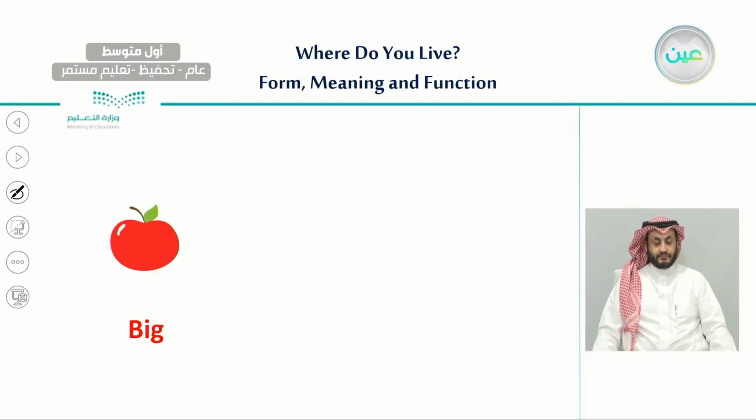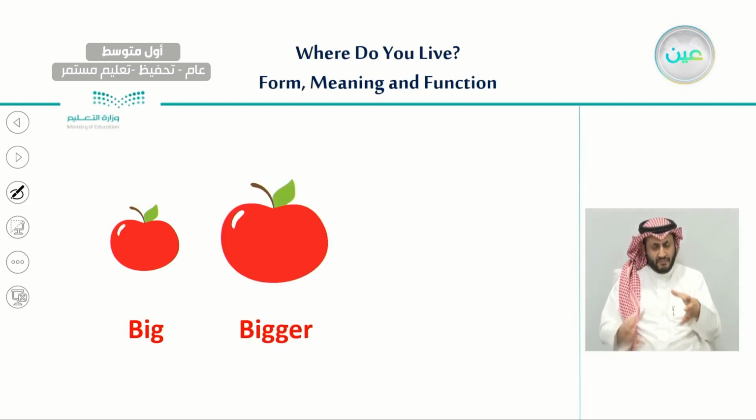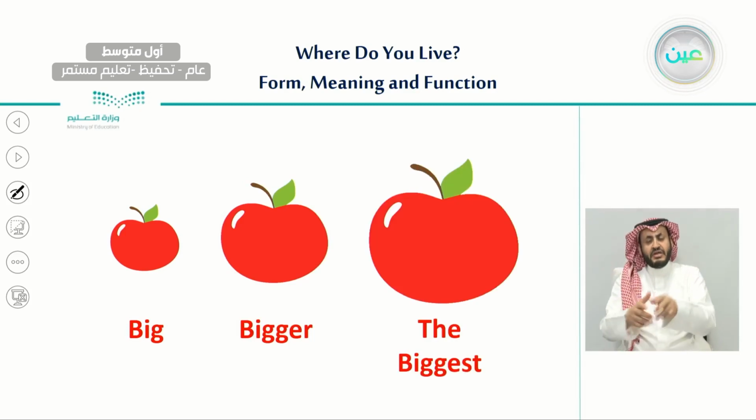So today we are going to learn the comparative and the superlative forms of adjectives. Let's see here, for example, this is an apple, a big apple, and this one is a bigger apple, and this one is the biggest apple of these apples. So this apple is big, and this apple is bigger than this one, and this apple is the biggest of all these apples. Let's see another example.